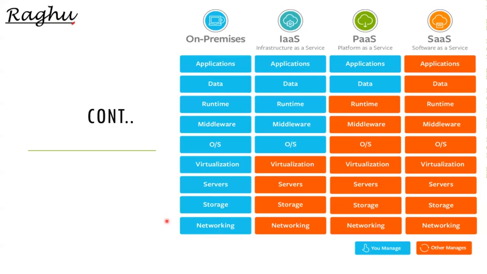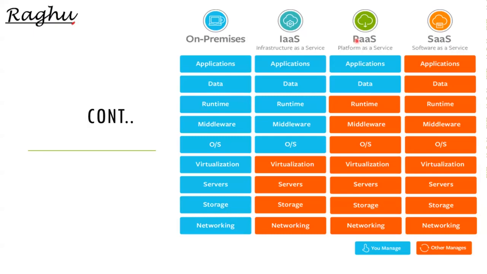Infrastructure as a service: you go to AWS and ask for an IaaS service. They'll configure some network, give some storage, take care of servers, and create the virtualization part, and allocate it to you. Then they say, please install your required operating system. They say, I'm done up to this part. You take care of your OS, your middleware, runtime, data, and application.